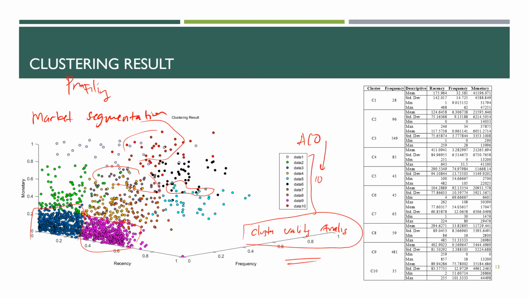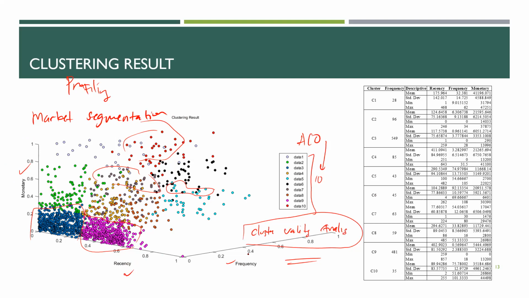Basically, each data point belongs to one customer. So for market segmentation in this paper, there are three attributes: monetary, recency, and frequency. Three attributes.